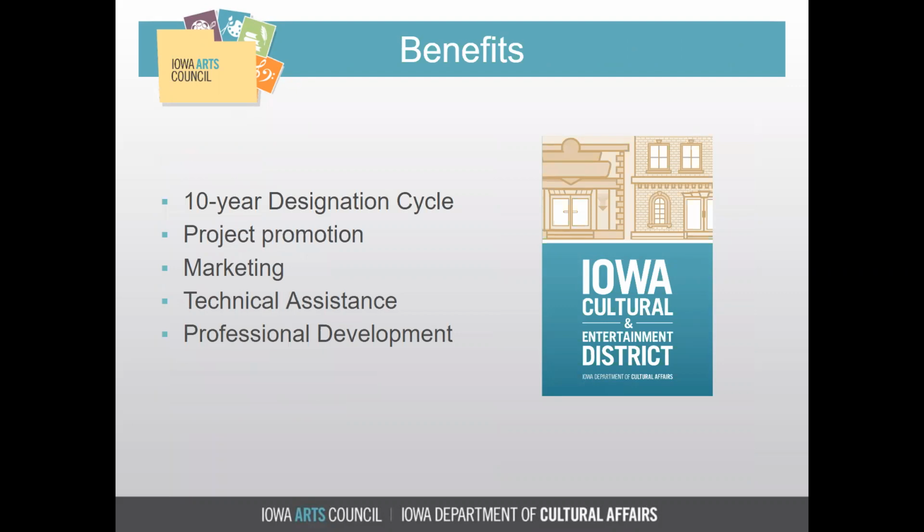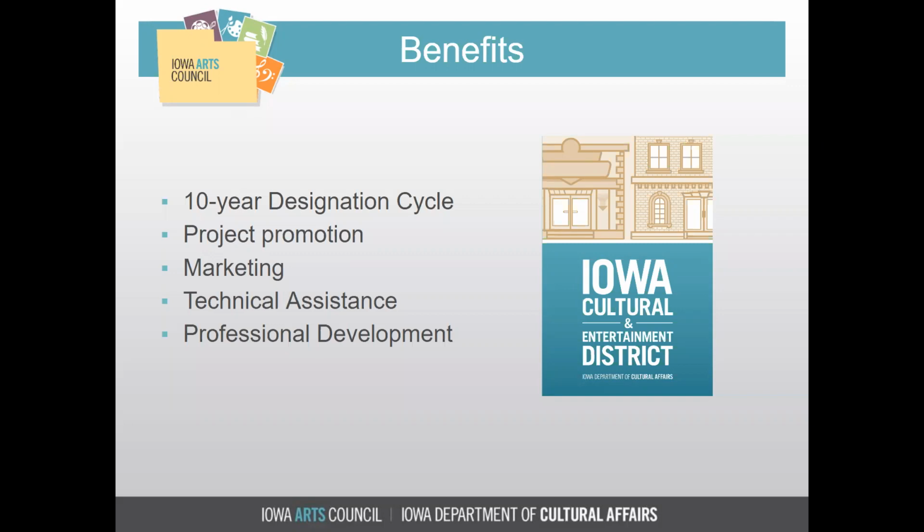So some of the benefits are, once designated, the state, through the efforts of the Iowa Department of Cultural Affairs, helps promote projects and initiatives implemented by the cultural and entertainment districts through established networks. Designated cultural and entertainment districts are encouraged to use the Iowa Cultural and Entertainment District logo and marketing efforts, and are provided marketing collateral, including an Iowa Cultural and Entertainment District sign. And these signs serve to market and promote the district.